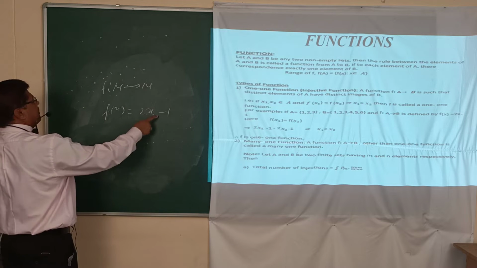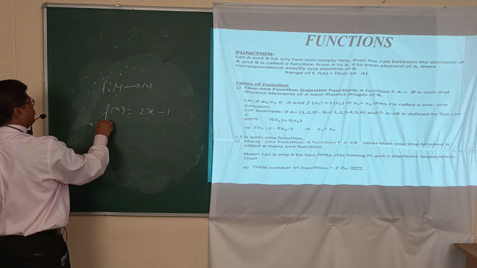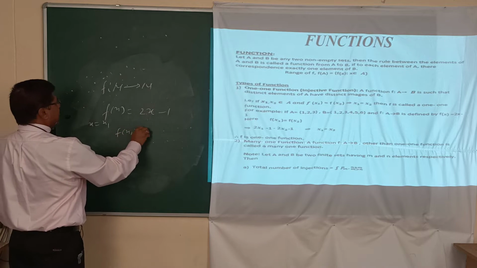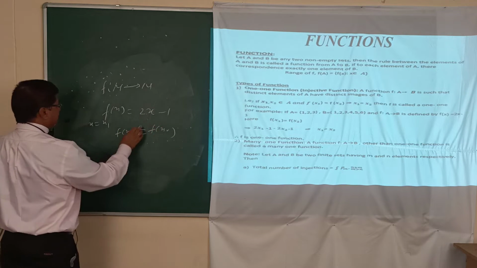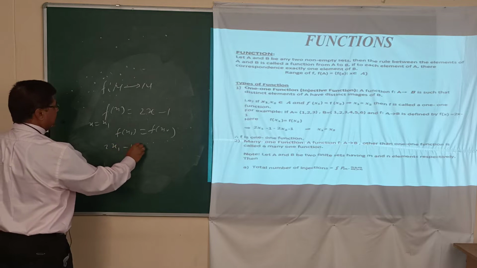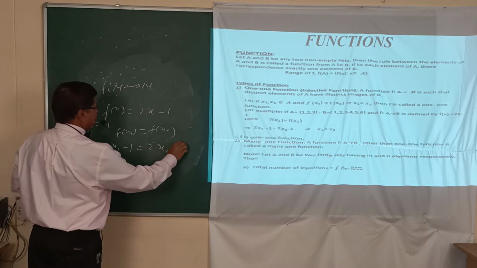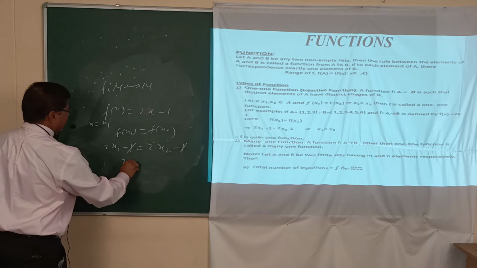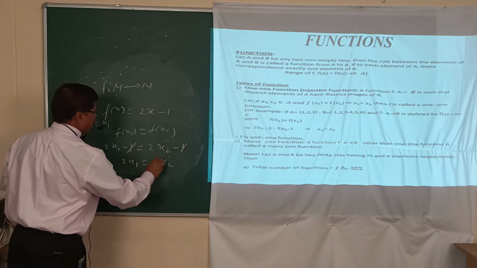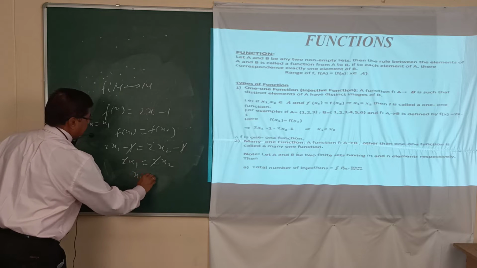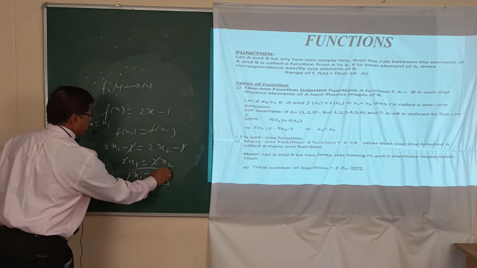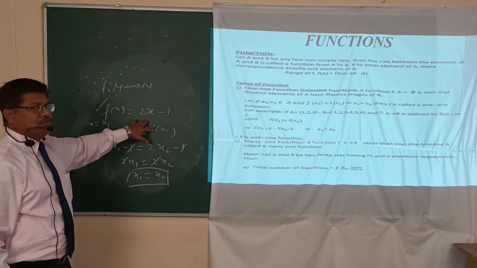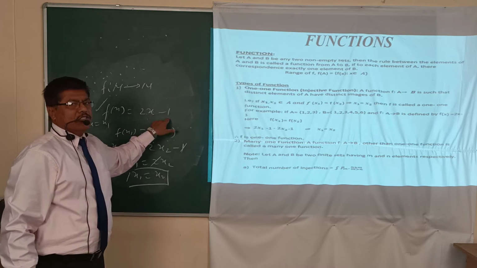So here this is given. First we'll take x equals to x1 in this one. So what we'll get? f(x1) = f(x2). Here it is 2x1 minus 1 is equal to 2x2 minus 1. You can cancel this 1. What is left? 2x1 equal to 2x2. You can cancel this, so what will we get? x1 equal to x2. So you can say the given function f(x) = 2x minus 1 is a one-one function.